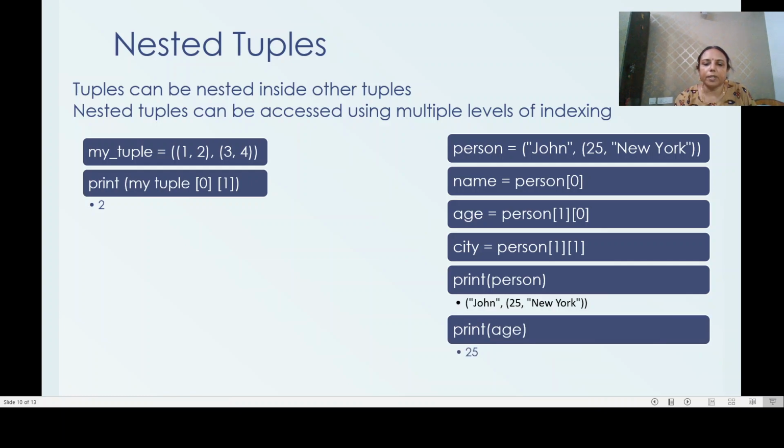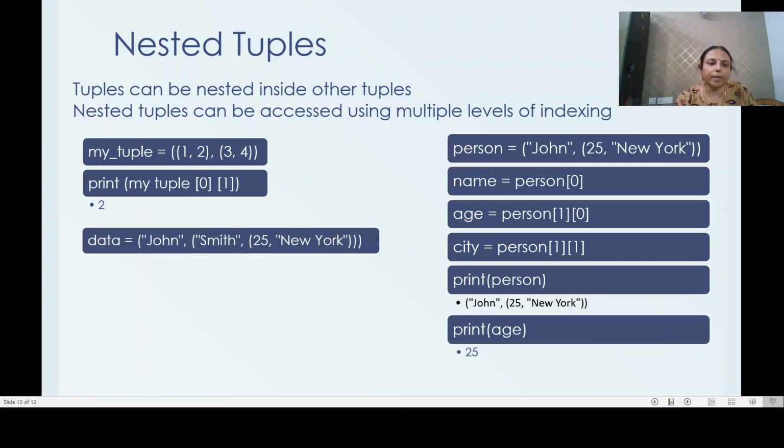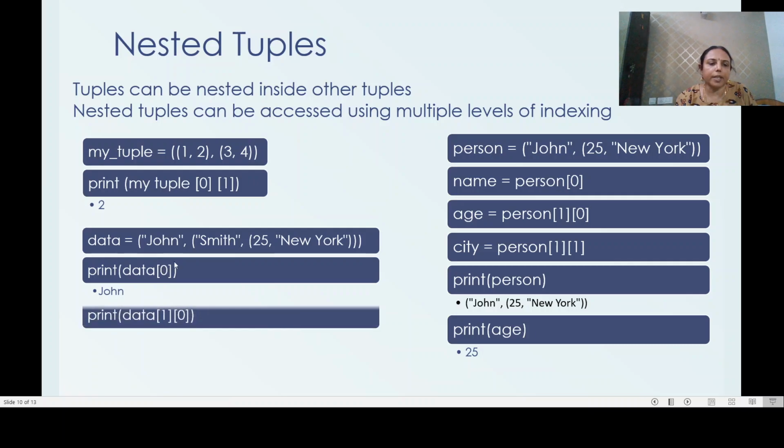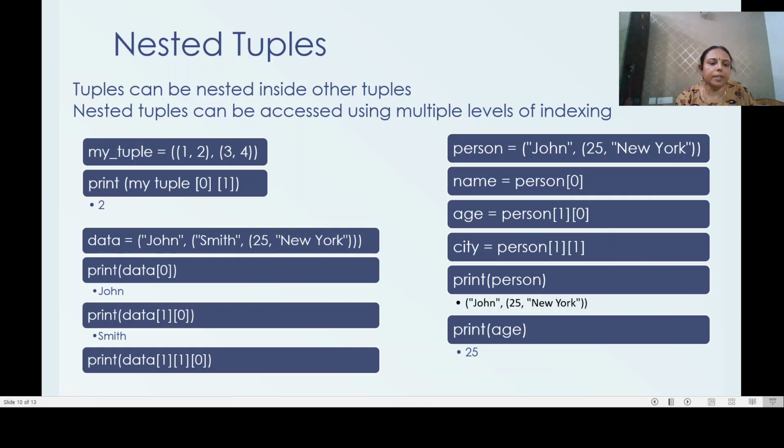So print age means it will print 25 like that. Similarly, I can give some other examples, like data of 0 means it will return the first item, and data of 1, comma 0 means it will return Smith. And if I want to refer like this, see this example: the first item is a normal string, the second item is a tuple. Within this tuple, I have another tuple. So this entire element has the index 1.